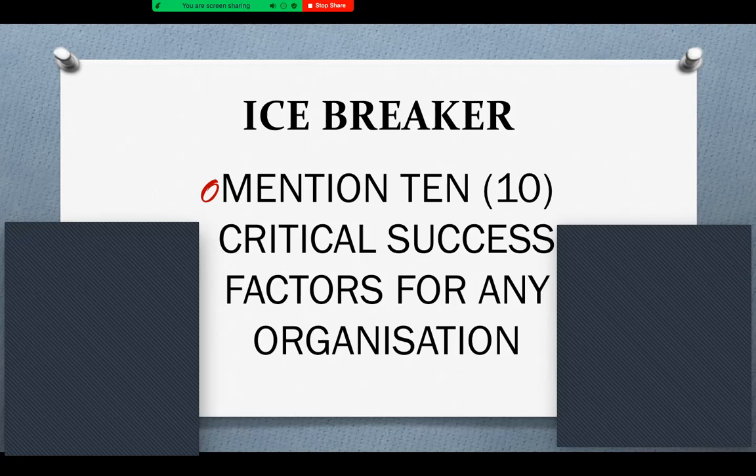Someone says principle of engagement. I love that. How you engage. Yesterday we learned about negotiation. So the principle of negotiation and engagement is critical.